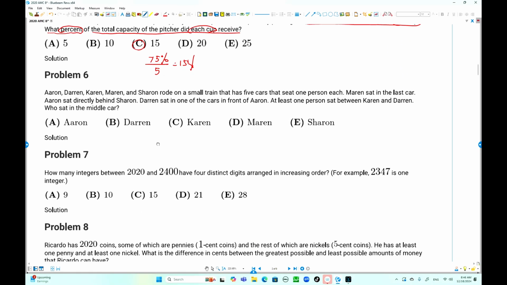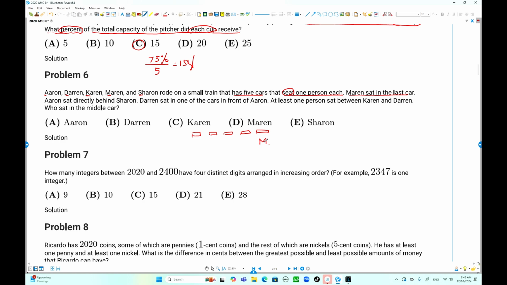All right, we have five guys, okay? Yeah, there are five cars. Each car has only one person, okay? That's one set. So here are the questions. There's a constraint, okay? Moran sat in the last car. So we have one, four, five. That's Moran over here, okay?